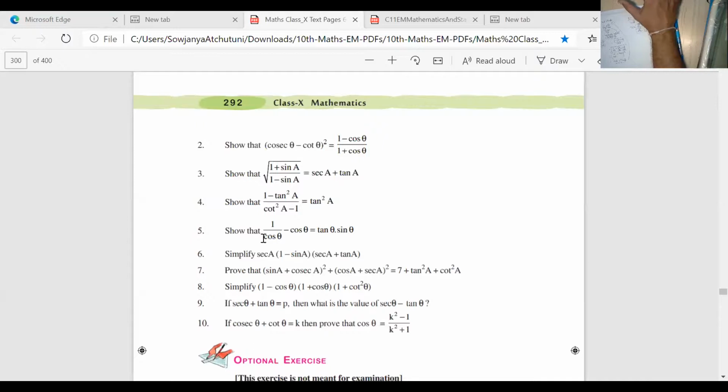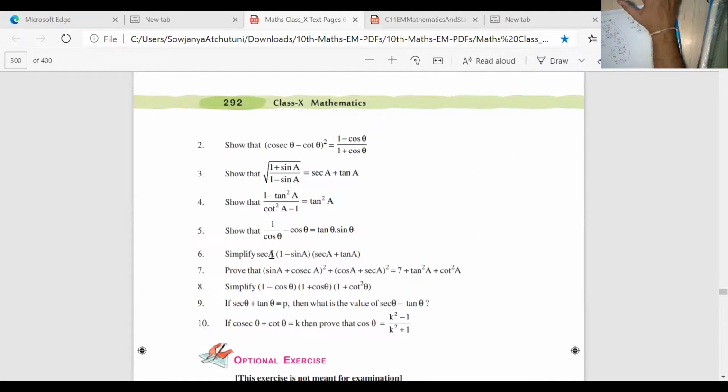Okay, next. Show that 1 by cos theta minus cos theta is tan theta. Simple. Taking LCM by cos theta, so 1 minus cos squared theta. 1 minus cos squared theta is sin squared theta. So sin squared theta I can write as sin theta into sin theta. So sin theta remains there. Sin theta by cos theta becomes tan theta. So this can be proved.